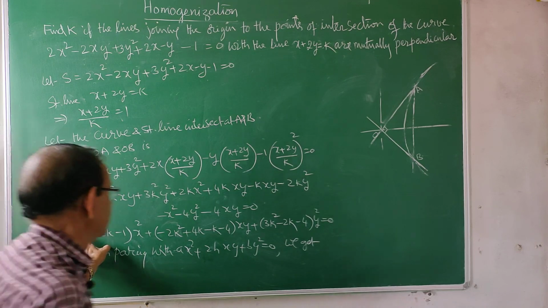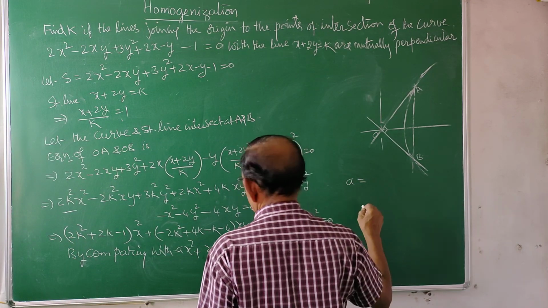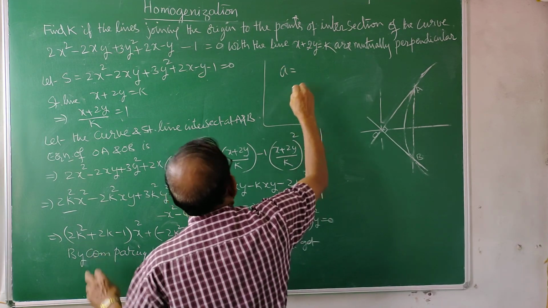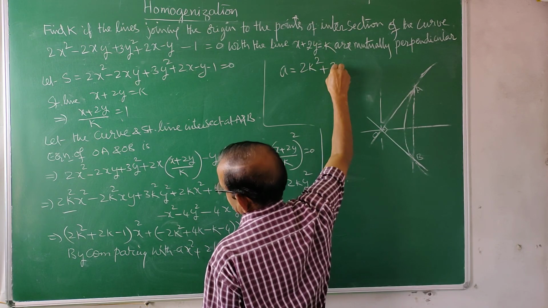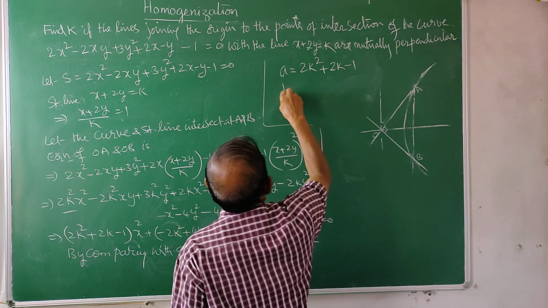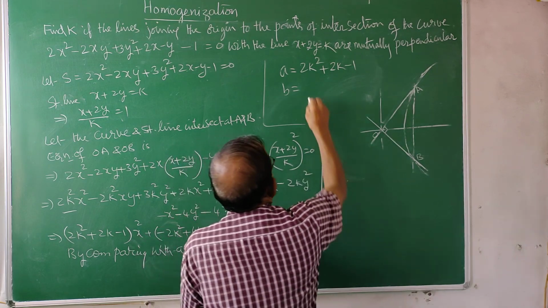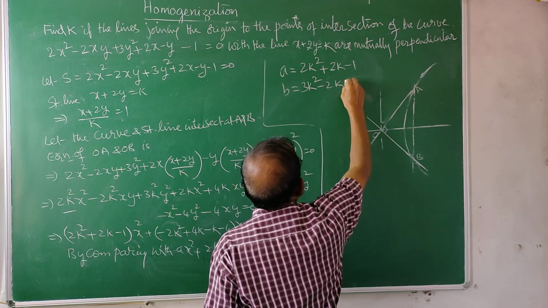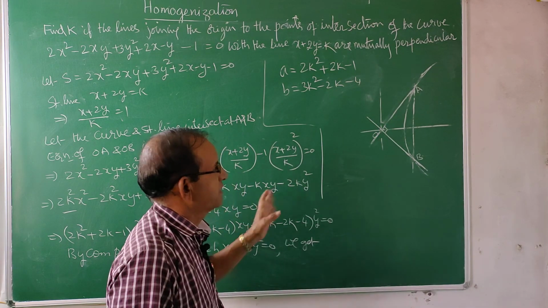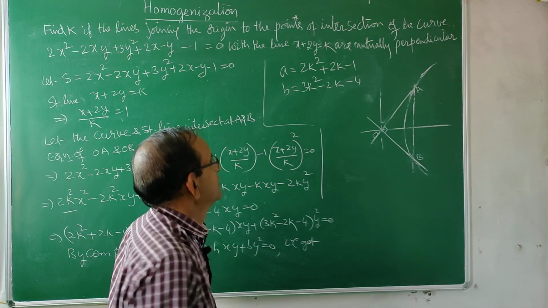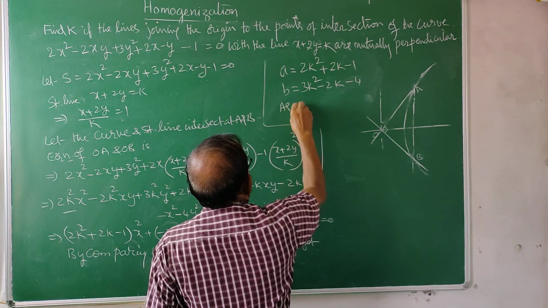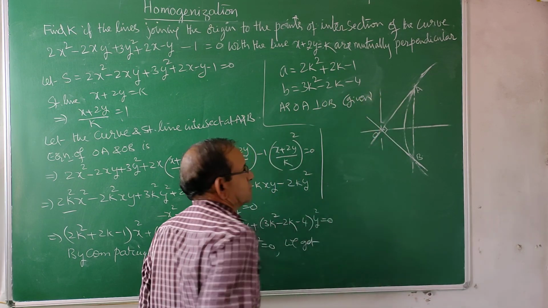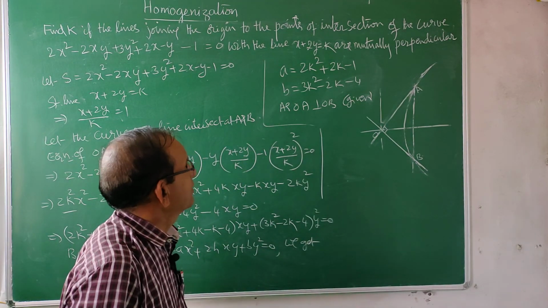The first bracket is a. A is equal to 2k square plus 2k minus 1. B is equal to this bracket, 3k square minus 2k minus 4. Here the h value is not required because the angle is already given as 90 degrees, as OA is perpendicular to OB. This is given because those two lines are mutually perpendicular. We have to find the k value only.